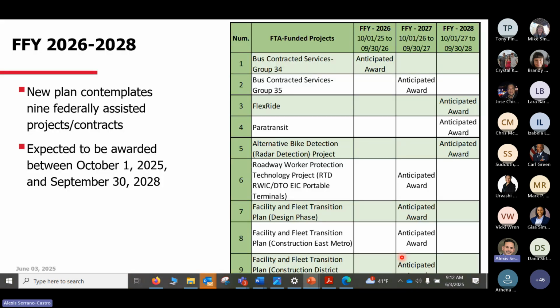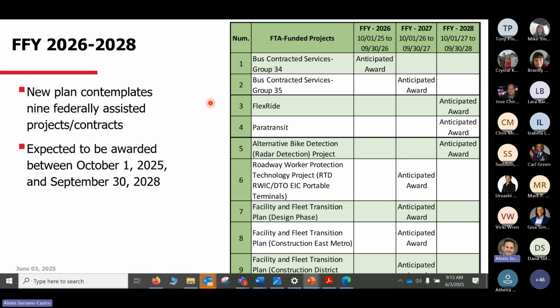So the first thing, like I mentioned, was listing the projects. These are the 9 projects we have come up with. These are the 9 that we anticipate will have federal dollars. They're all expected to be executed and awarded, or awarded and executed, within federal fiscal years 26 and 28. The first four, if you see, are related to bus contractor services. Flex Ride is another bus contractor service, pretty much the same as paratransit services. So those four are actually the biggest contracts in our triennial. And I'm going to explain a little bit more why that particular data is so important.